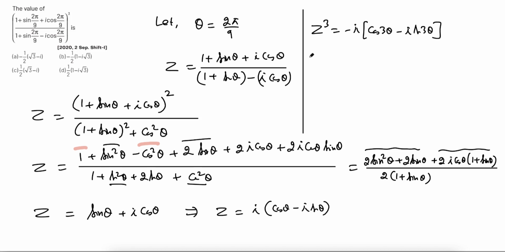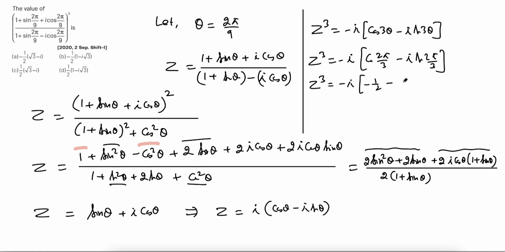Now z cube equals minus i, and putting back the theta value 2 pi by 9 into 3, it means cos 2 pi by 3 minus i sin 2 pi by 3. I hope everybody understood. Cos 2 pi by 3, all of you know, is minus half, and sin 2 pi by 3 is root 3 by 2. So z cube is equal to minus i into (minus half minus i root 3 by 2). I'm sure it's clear to everybody, right?